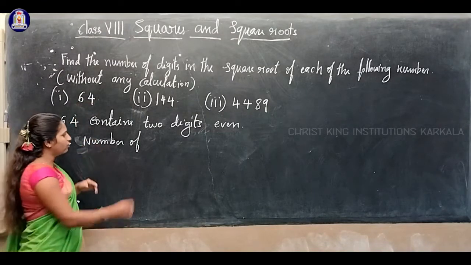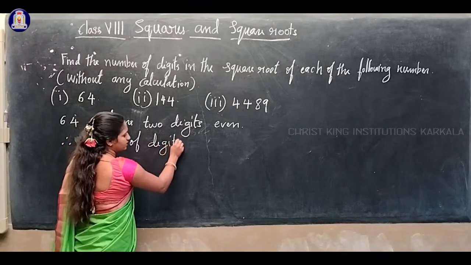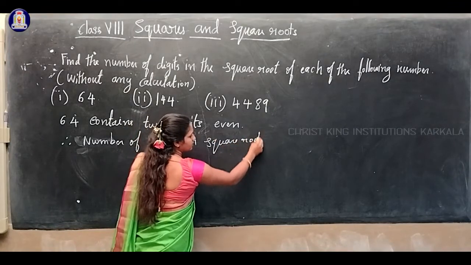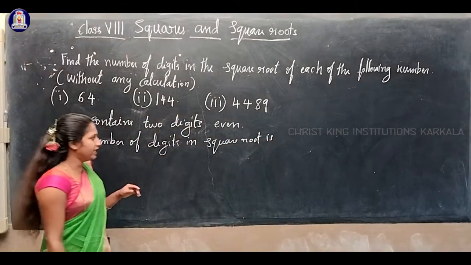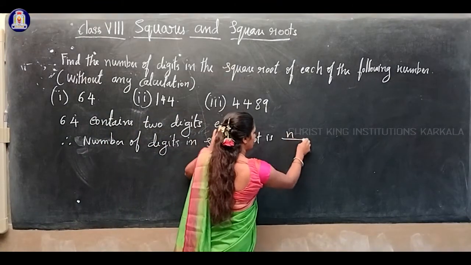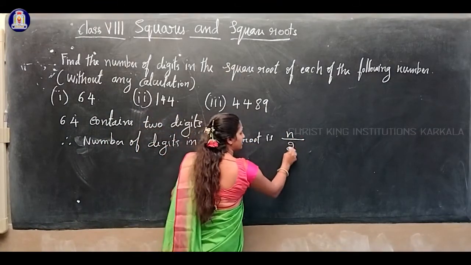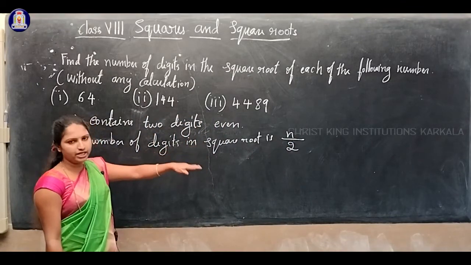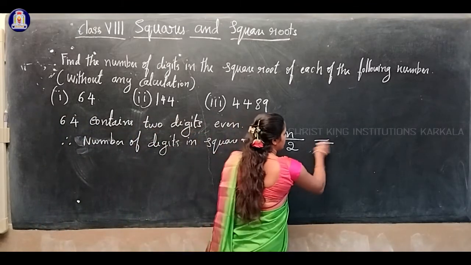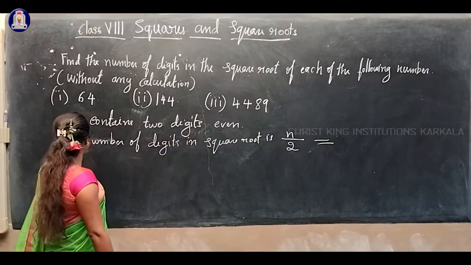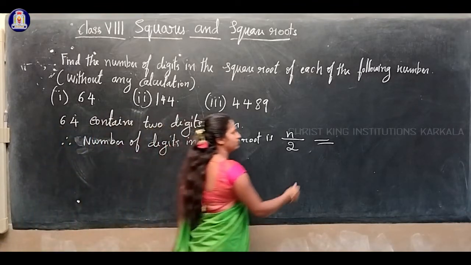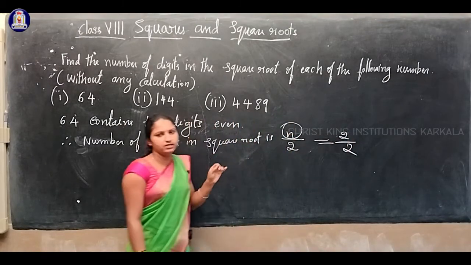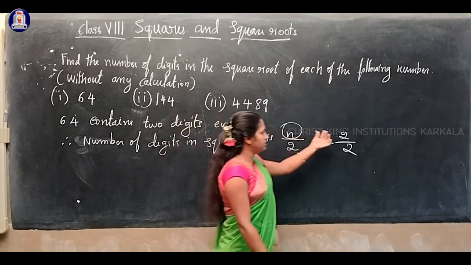So now the number of digits in the square root of 64, how to find? N by 2. If you get an even number of digits, you write n by 2. N means number of digits. The number of digits in 64 is 2, right? So write 2 by 2.